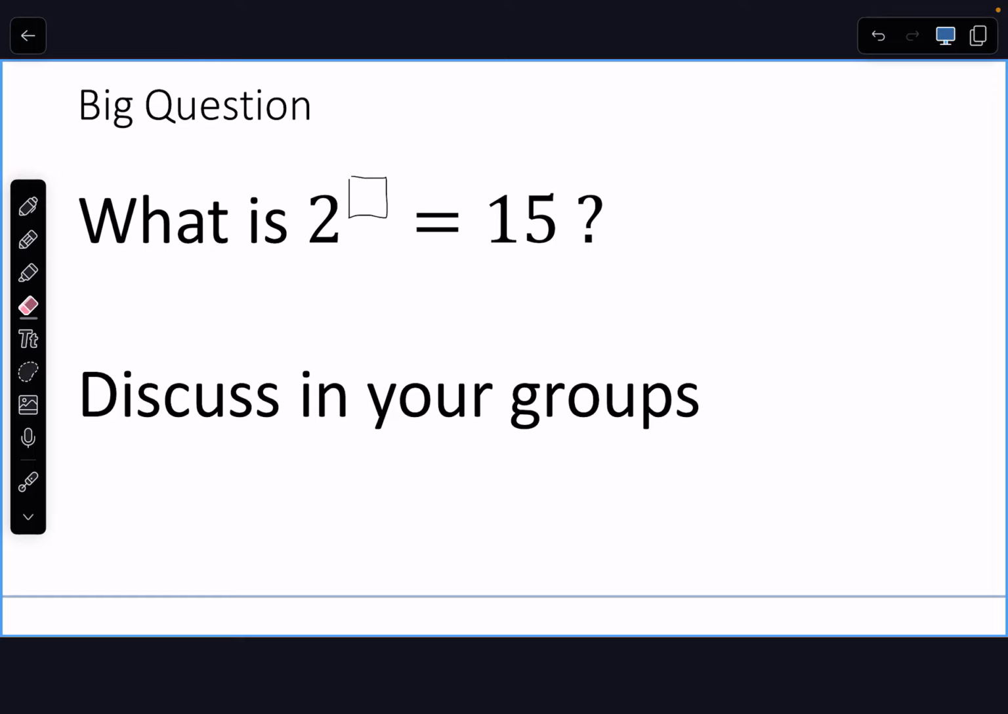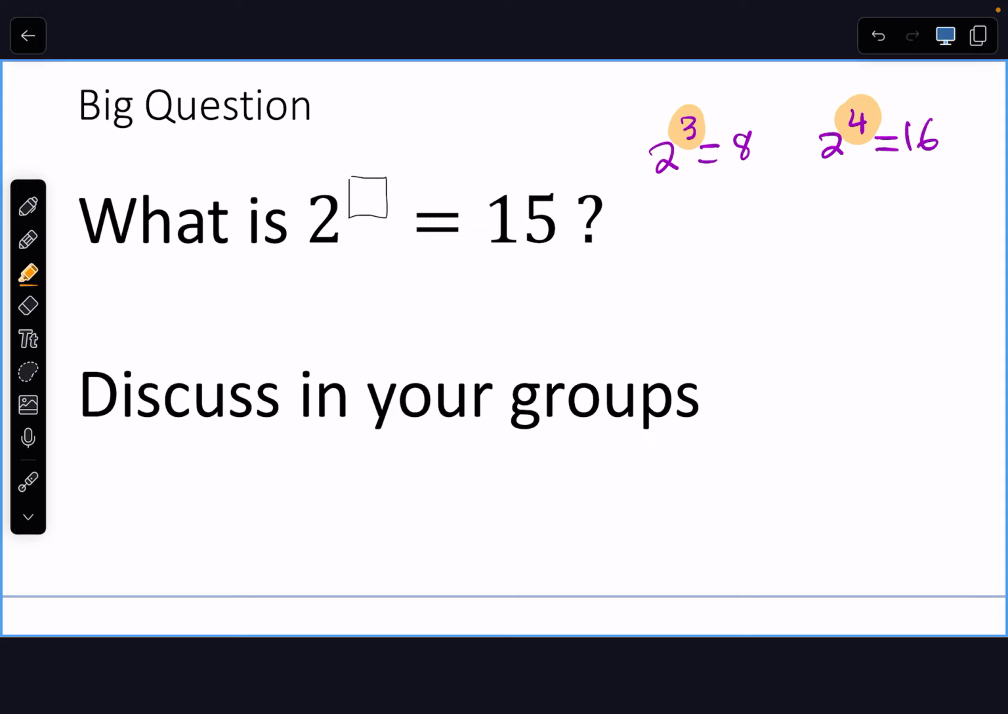So the big question today is, what happens when I get a question like 2 to the power of what gives me 15? Once again, 2 to the power of 3 is 8, 2 to the power of 4 is 16. So I know the answer has to be between 3 and 4. So how do I find the exact answer?